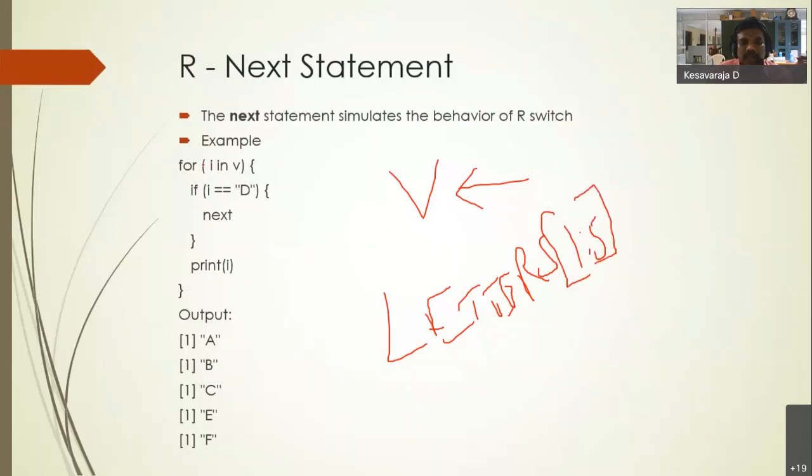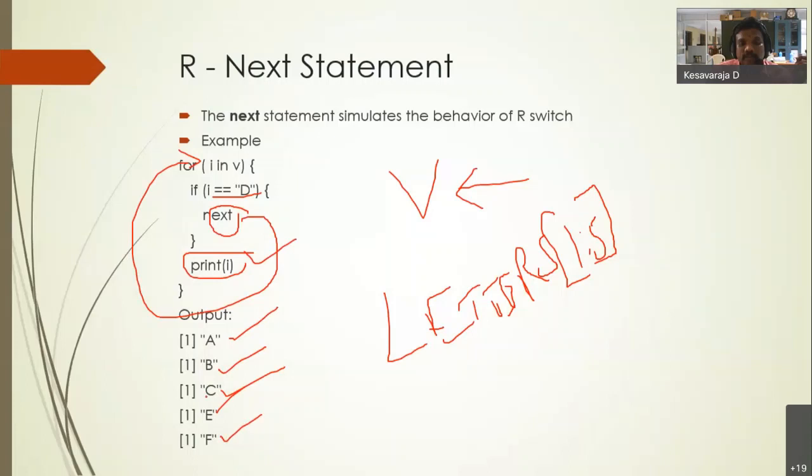So I in V. If I equal to A, it prints A. If I equal to B, it prints B. If I equal to C, it prints C. If I equal to D, it omits that iteration and continues the loop; it won't print D, but it continues the loop. So it will print E, it will print F, and it omits D.